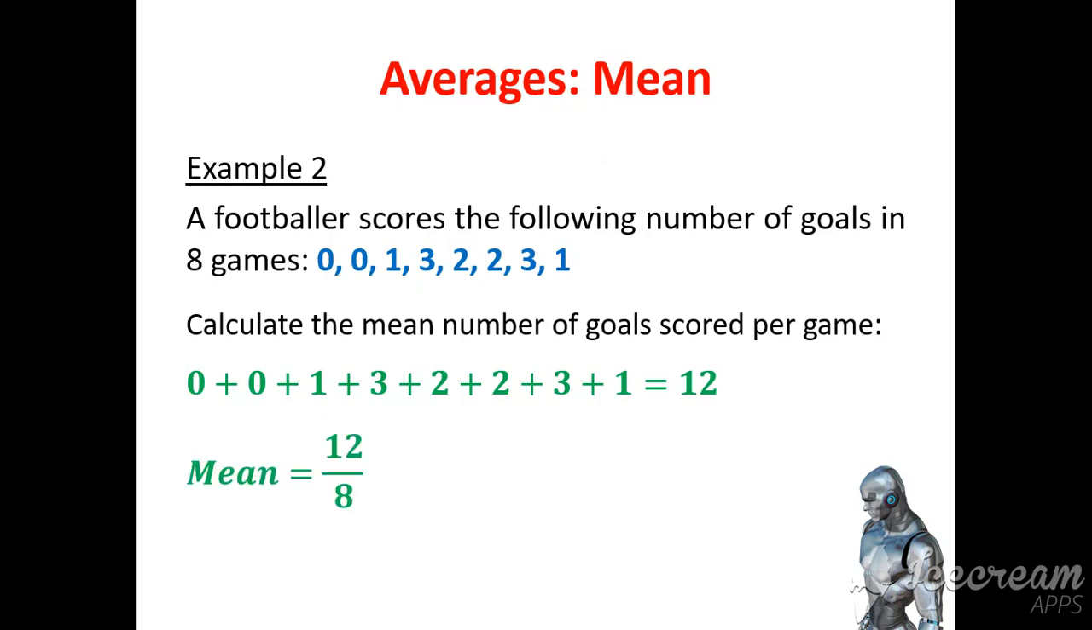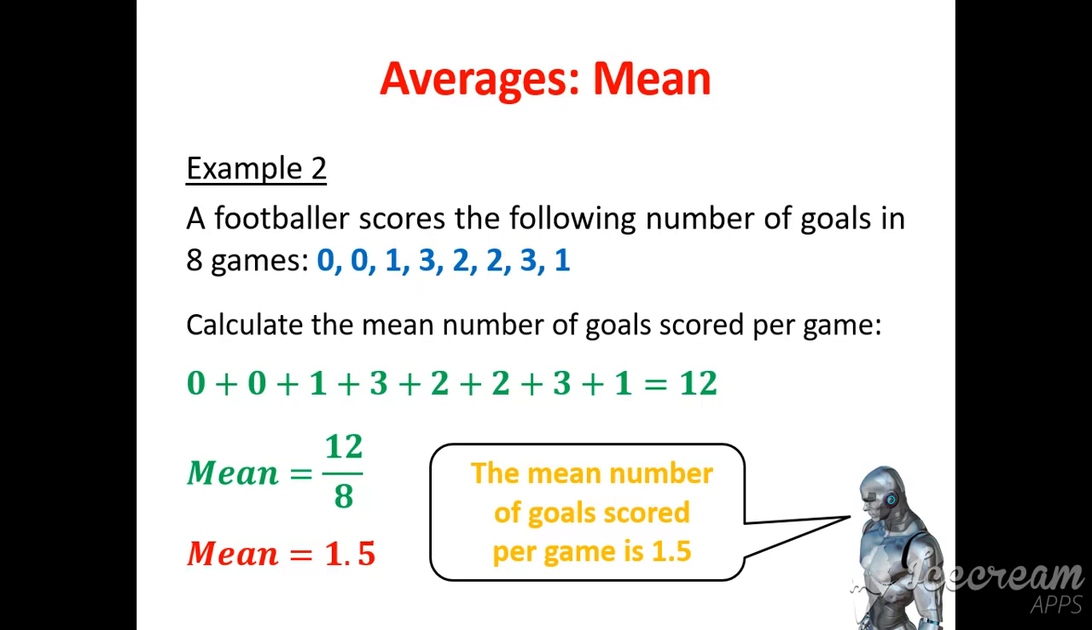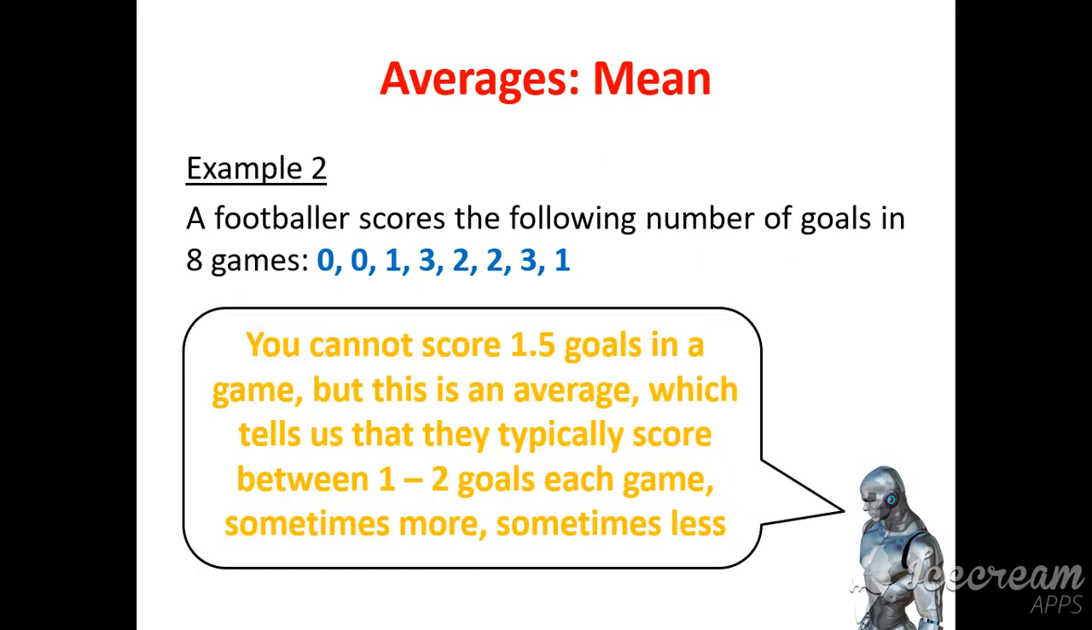And then we take what they add up to and divide by how many numbers in the data set. There are 8 numbers in the data set, so 12 divided by 8. 12 divided by 8 gives us a mean of 1.5. So the mean number of goals is 1.5. Now, you can't score 1.5 goals in one game, but we can still say the mean is 1.5, which tells us that typically they score between 1 or 2 goals each game, sometimes more, sometimes less.